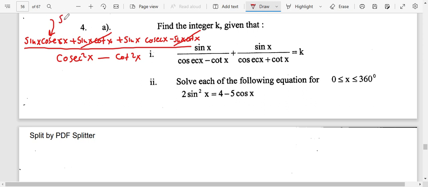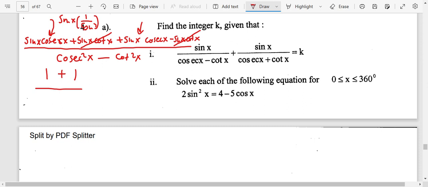Okay, so what we have is sin x multiplied by cosec, meaning we are multiplying by 1 over sin. So what do you expect to find? Cosec x is 1 over sin x. So if you multiply sin x times cosec x, what do you expect to find? A 1. Yeah, a 1. So this is going to be a 1 plus this here is also going to be a 1. And then divided by, in the denominator, cosec squared x minus cot squared x.